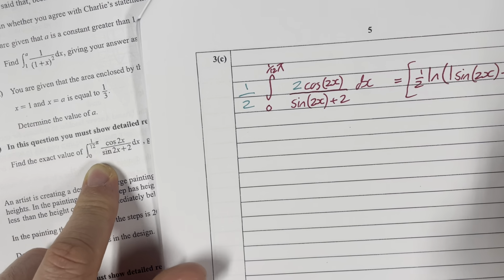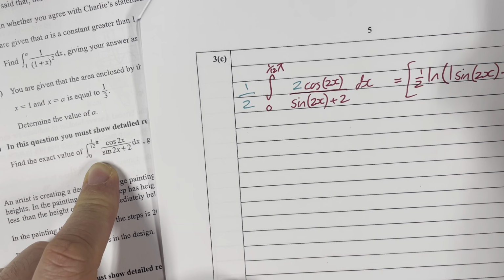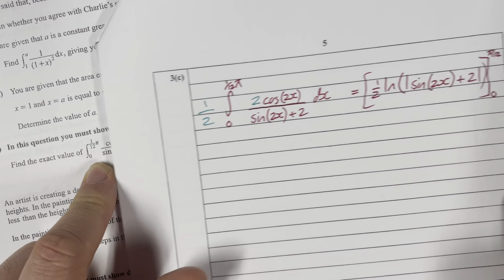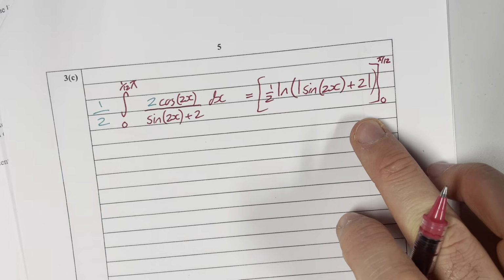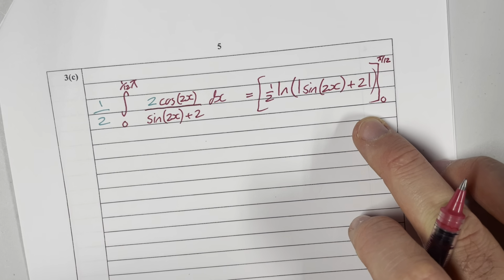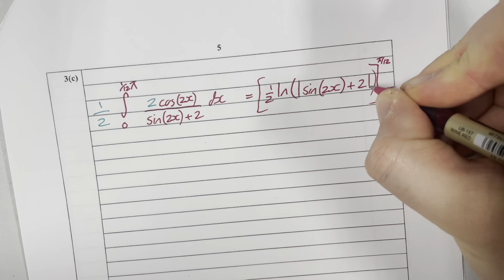Technically, the natural log of the mod of the bottom. Okay, so it's pi on 12. All right. So we now have this thing. And what's the exact value of this? So I'm going to plug in my limits.